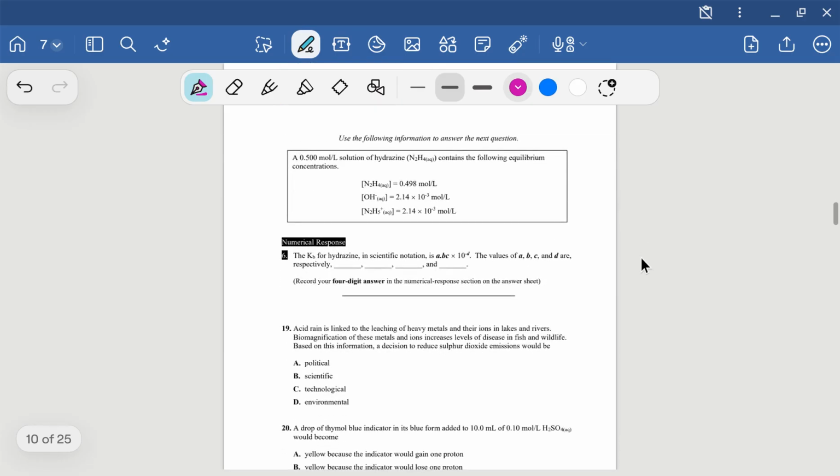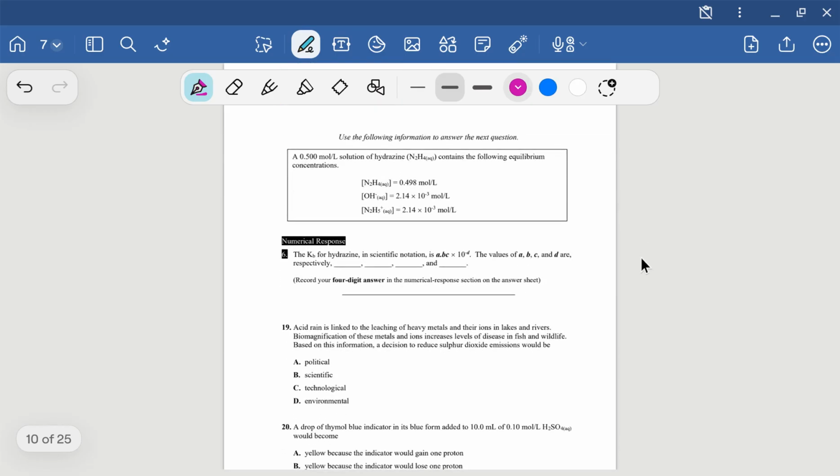Numerical response number 6. If you wanted to calculate the Kb, using that Kb formula, you have your hydroxide ion squared divided by your weak base, and then you would subtract hydroxide if you have it. So when I plug this into the formula, I'm just plugging in the values to what I see and then doing the calculation.